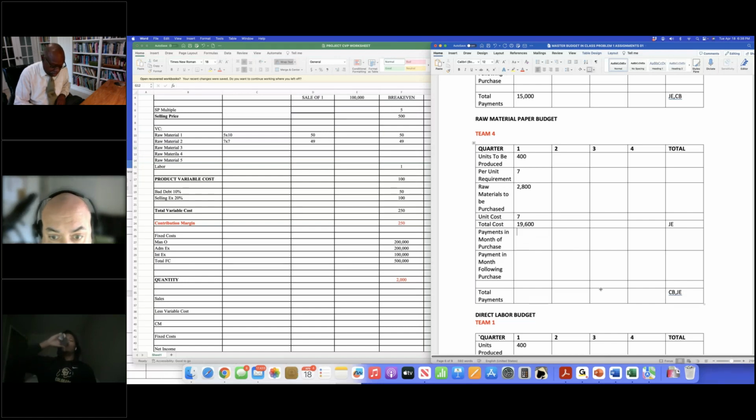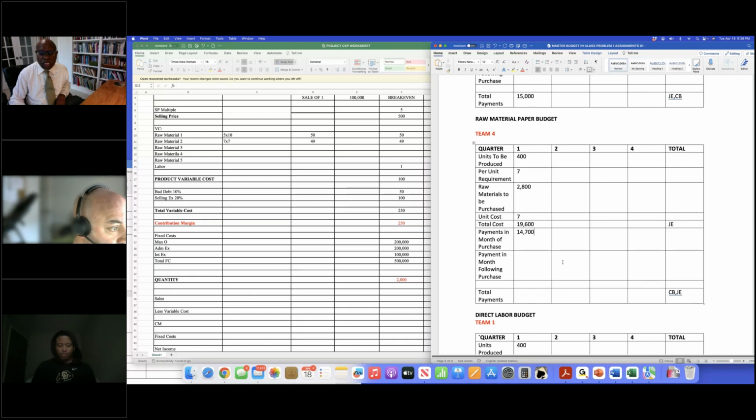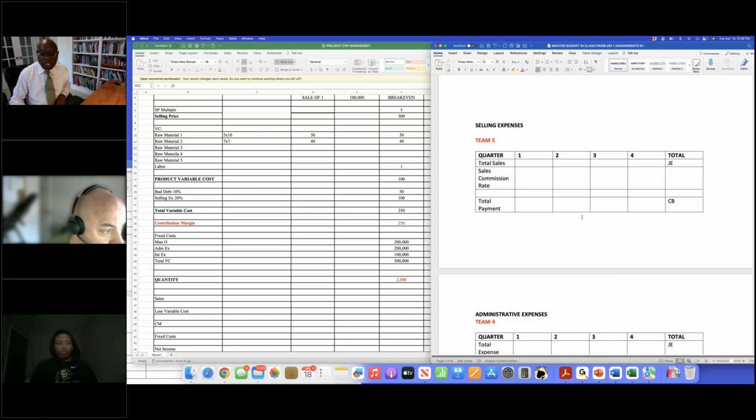14,700. 18,700. The remainder will be paid next quarter and it'll be in this box here. So in the first quarter is 14,700. So we're going to take the 14,700 and we're putting that on the cash budget.